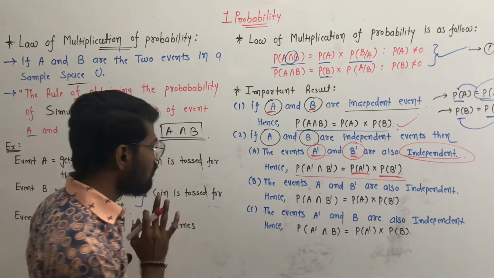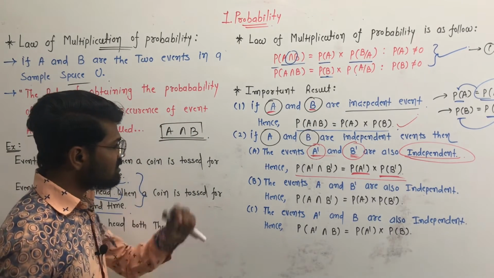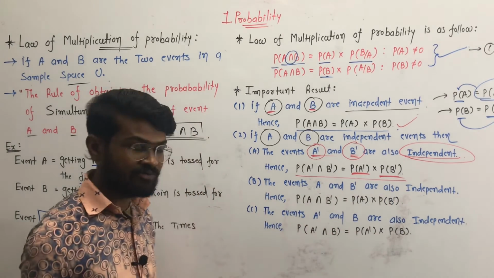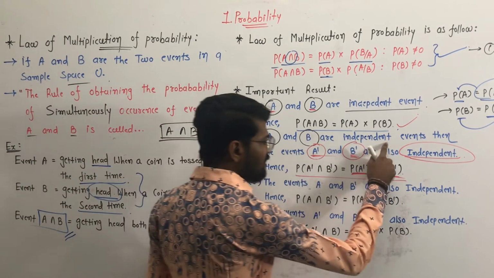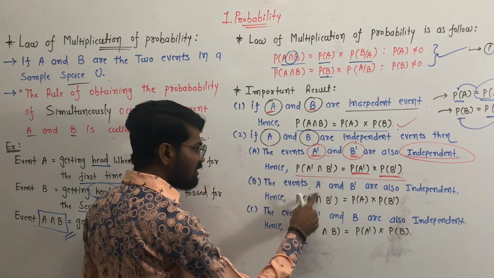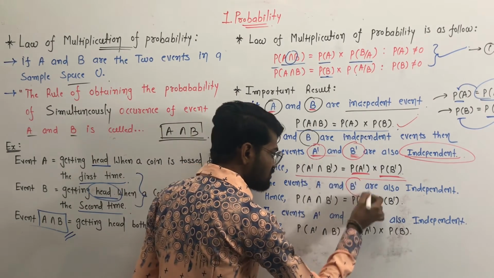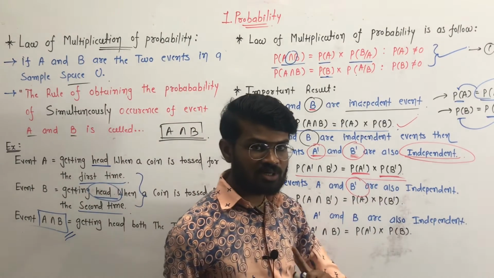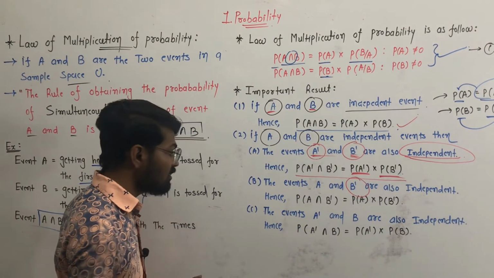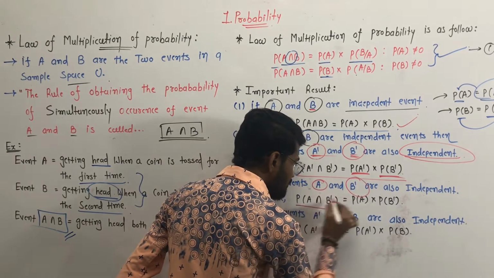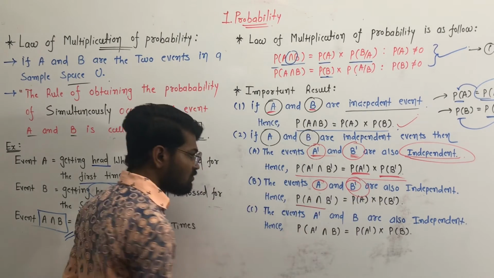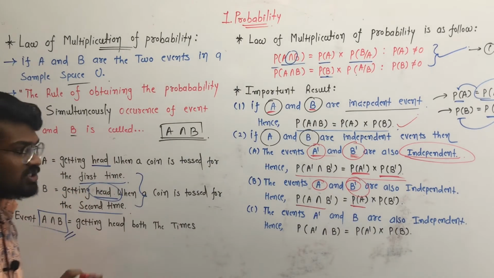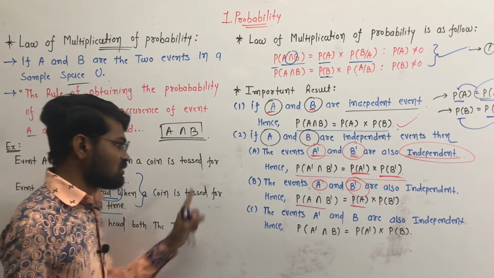Now the third result is that events A and B dash are also independent. When events A and B are independent, then event A and event B dash, the complement of event B, are also independent. So we can write the formula P of A intersection B dash is equal to P of A multiplied by P of B dash. It is very simple.